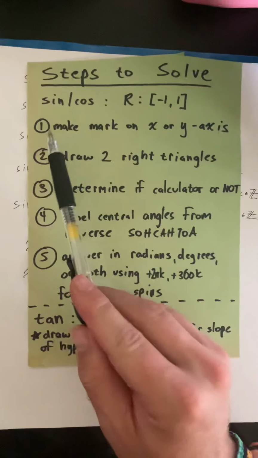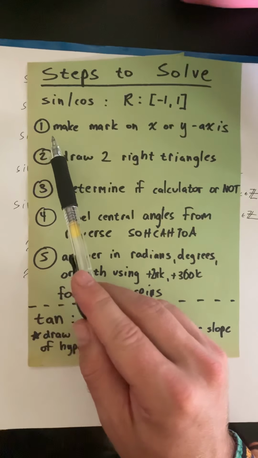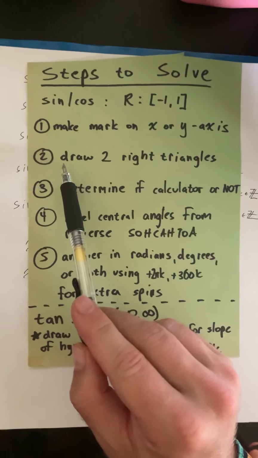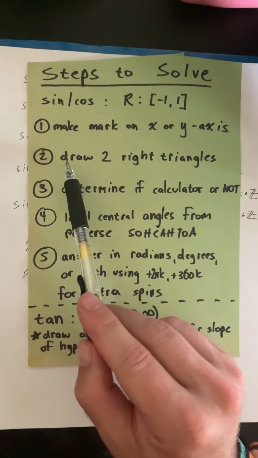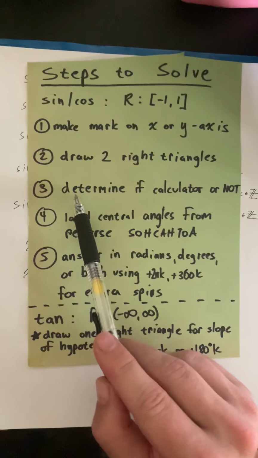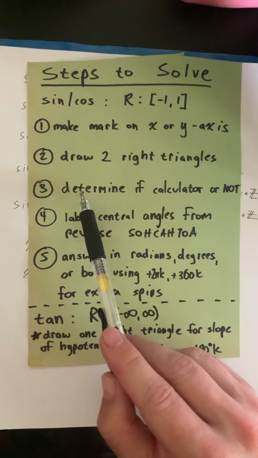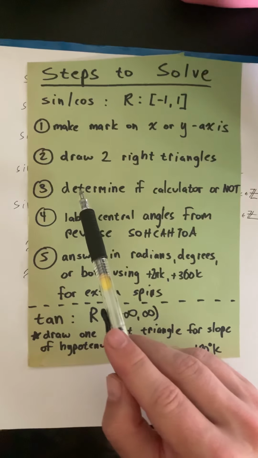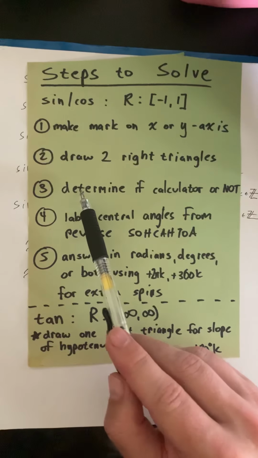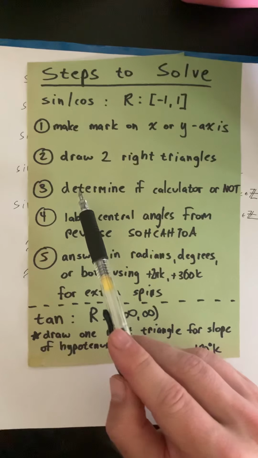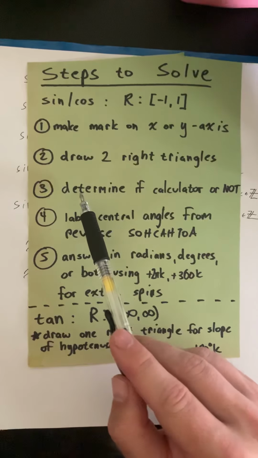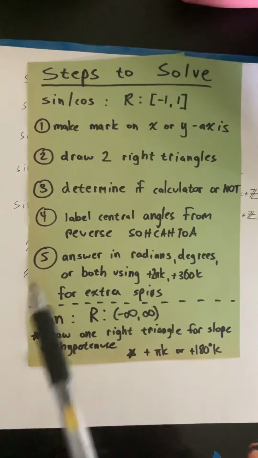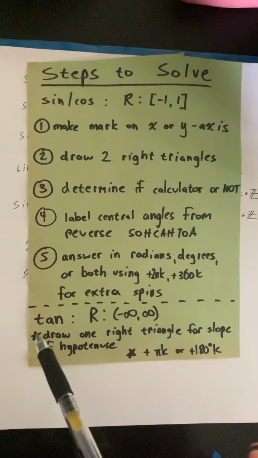Okay, what do we do? Step 1, make a mark on the x and y axis. Okay, maybe this will make sense when we see it in an example. Step 2, now draw 2 right triangles in 2 different quadrants. Step 3, determine if it is a calculator problem or not. We do this by just looking at the ratio they gave you. Is it one that you recognize from last week as a possible answer? Does it have noticeable things like 1, 2, √3 and √2 in it? Or is it something you've never seen before? That makes it calculator. Then we label central angles, doing SOHCAHTOA backwards.